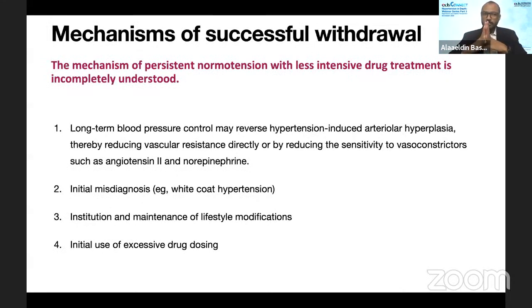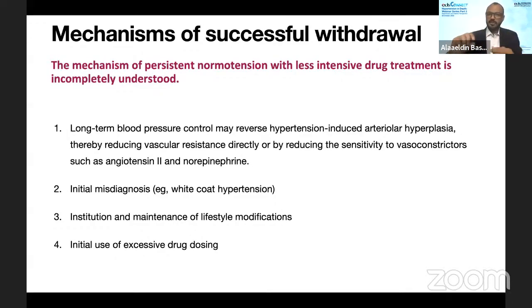How can we do it successfully? How do they improve? First of all, it has been found that using antihypertensives for a long period of time reduces arteriolar hypertrophy, and once that reduces, the blood pressure will come down to normal. Sometimes it's a wrong diagnosis, where it was white coat hypertension and the patient was started on treatment. Then when you withdraw the treatment, you find them having a normal blood pressure. If the patient initiates lifestyle changes, they usually benefit from antihypertensive medications.